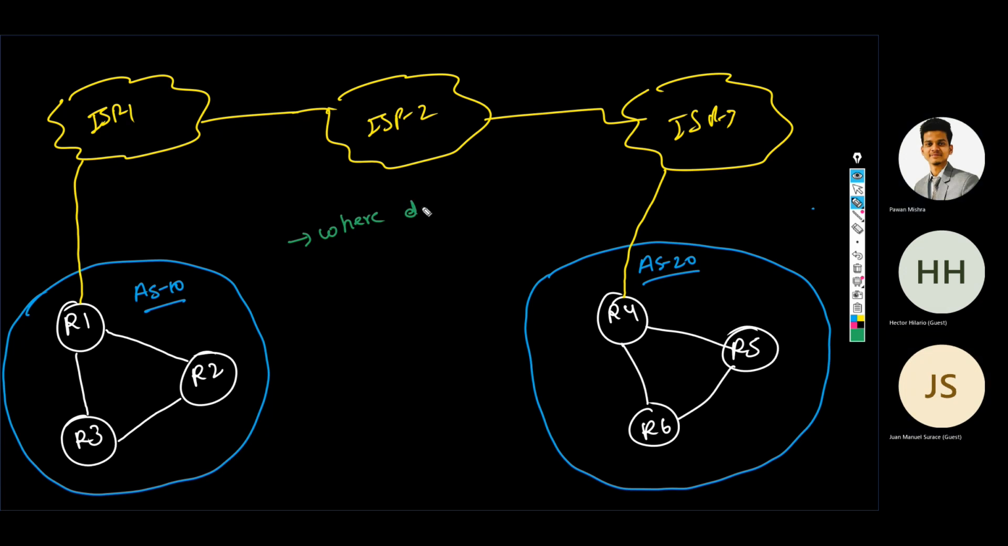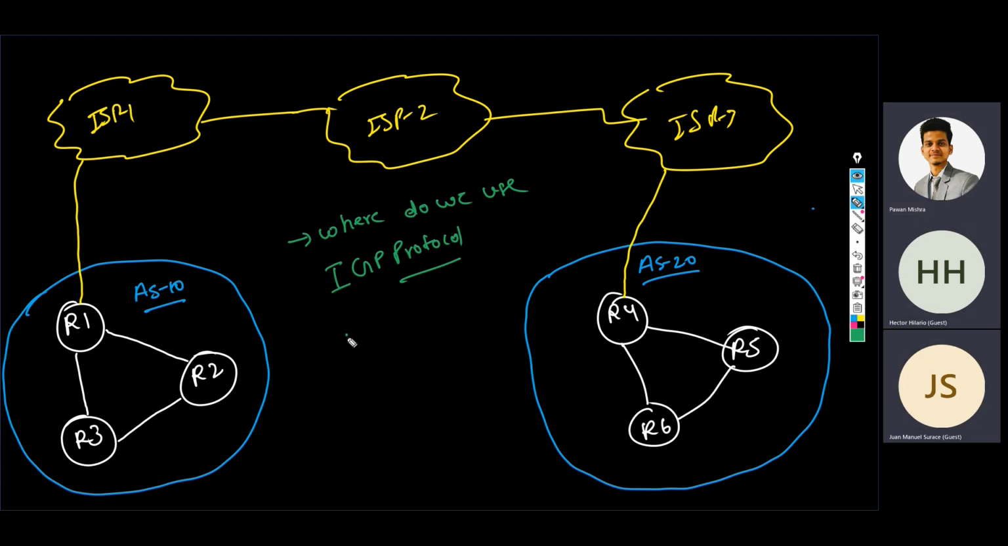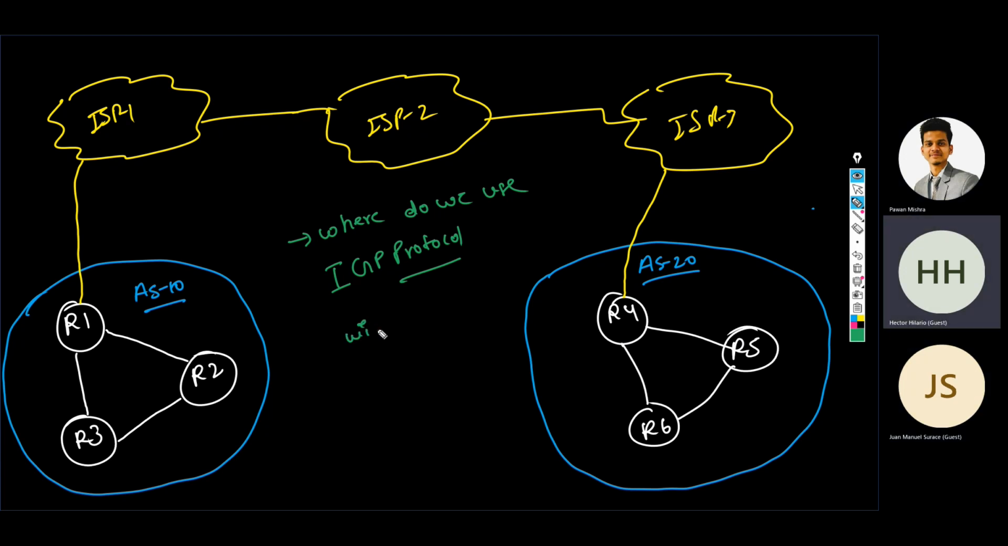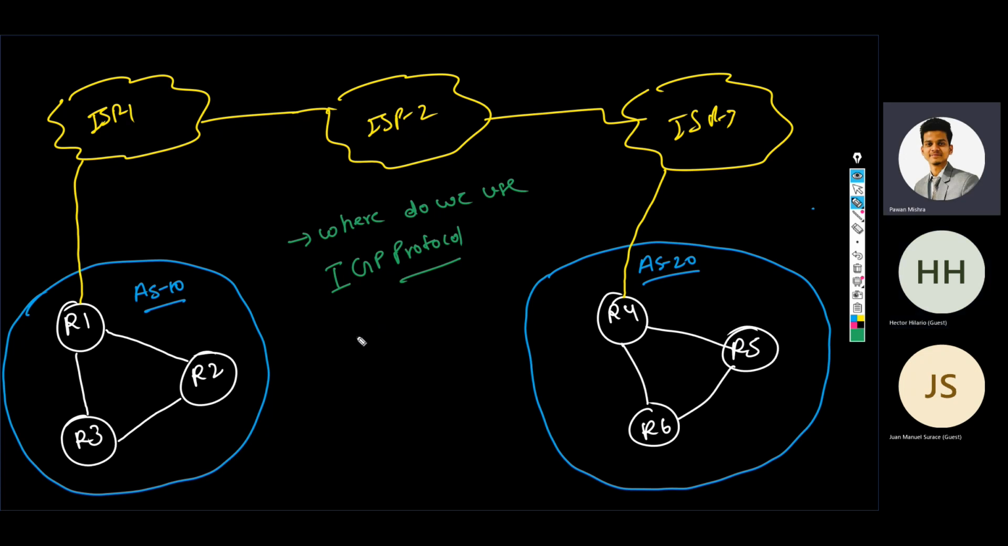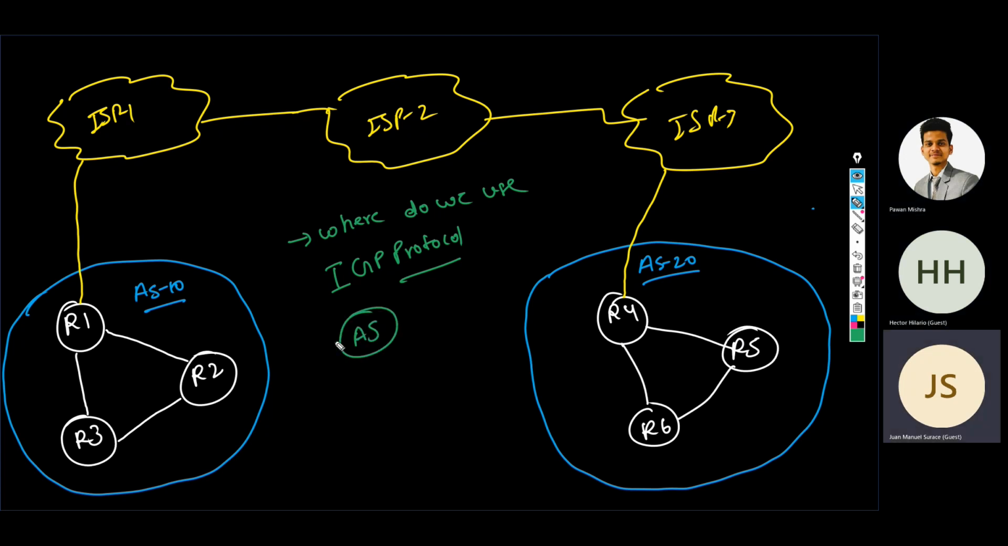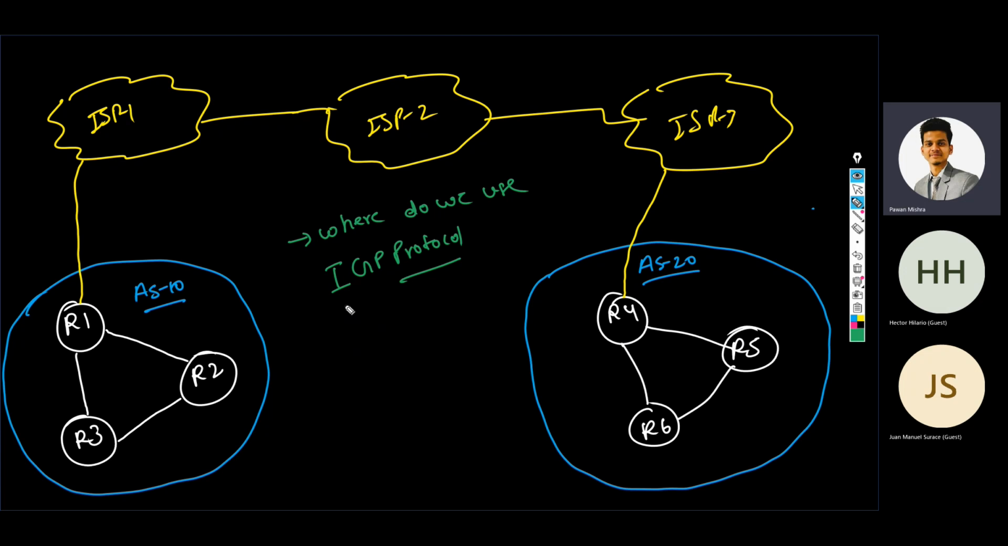My first question is: where do we use IGP protocols? That will be internal, between the routers, within the AS. For example, inside AS10 you have R1, R2, R3. So according to our topology, we are using the IGP protocols in between R1, R2, R3, and R4, R5, R6, right or wrong?